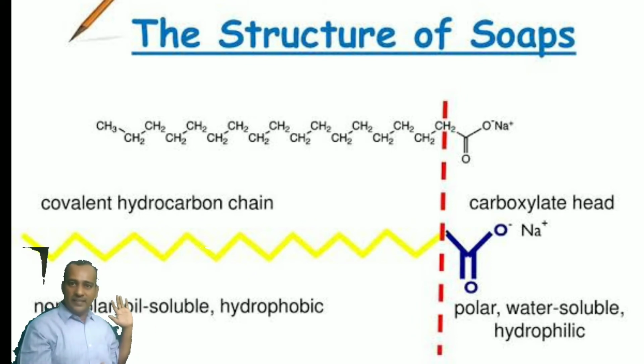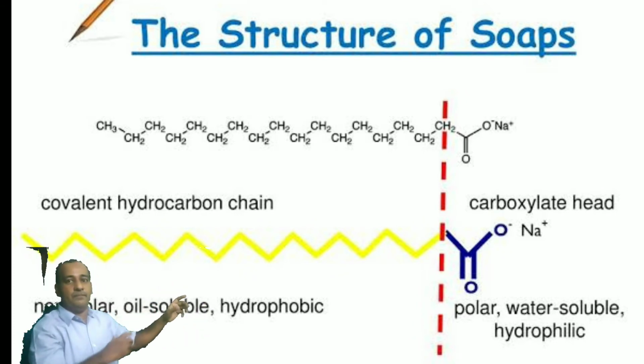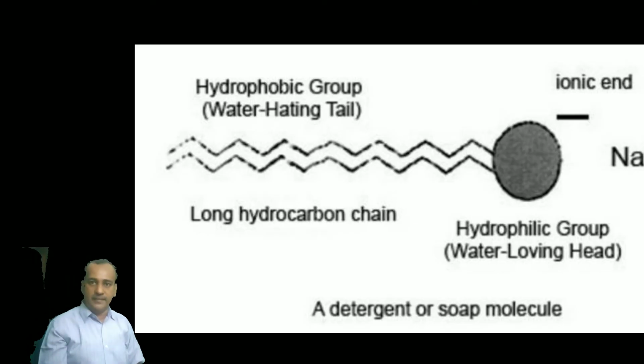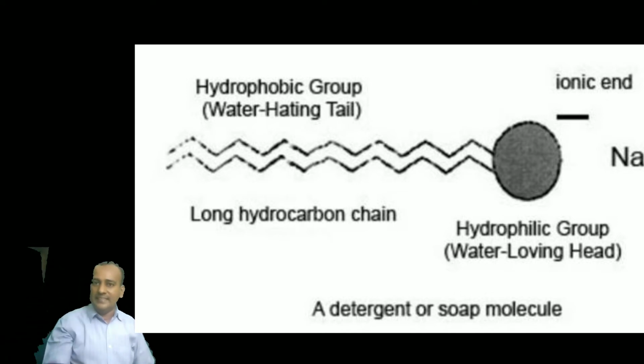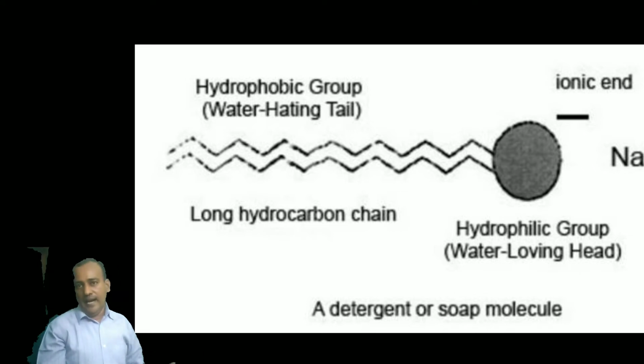This non-polar end, CH3, CH2, CH2, is a very long one, so it is called the tail. And the COO minus Na plus is called the head. The CH3, CH2 chain is non-polar, so it does not dissolve in water. It is a water-hating group, so it is called the hydrophobic group. And the COO minus is a water-loving group, otherwise called the hydrophilic group.